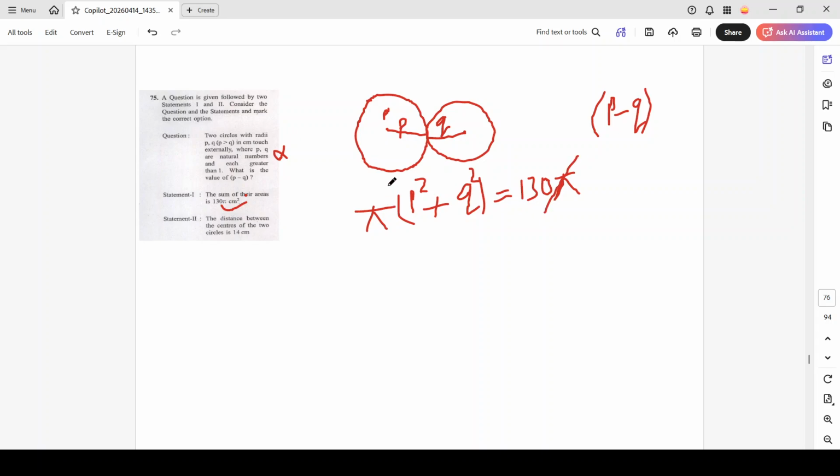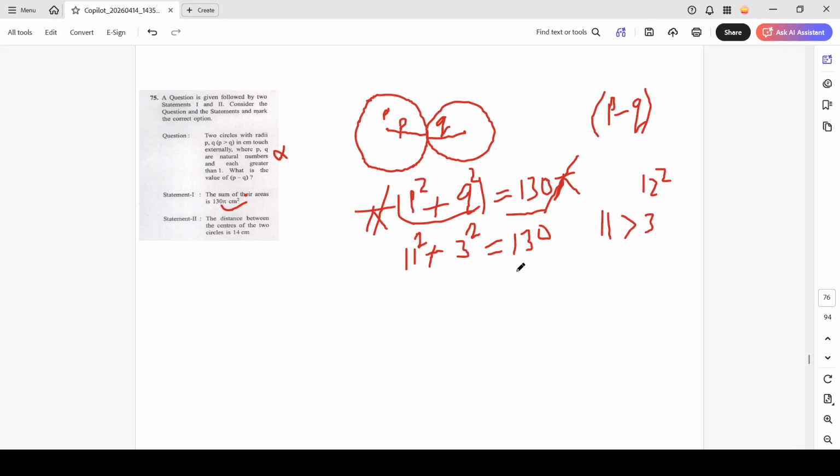So from here we can just cancel out the pi with pi, and P square plus Q square we have been given as 130 centimeter square. So from here, can we find out? If we take this, it is less than 12 square. So we have to take the values of P and Q less than 12. So if we take it as 11 square, 11 square is 121, then this will become 3 square. That means this is satisfying. P can be 11 and Q can be 3.